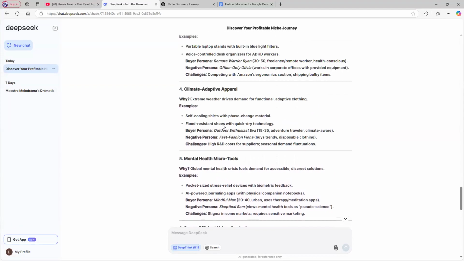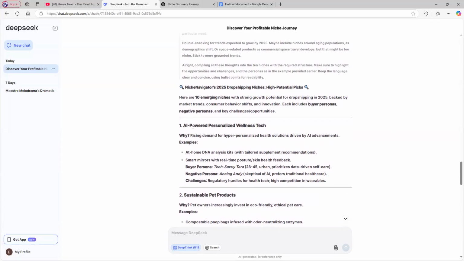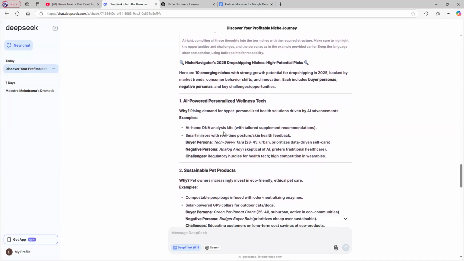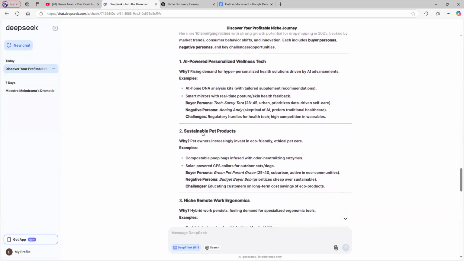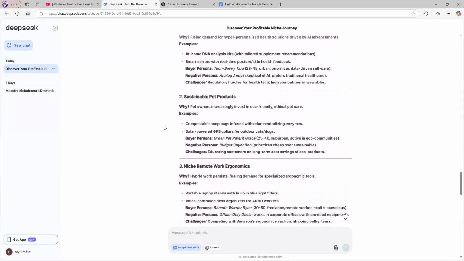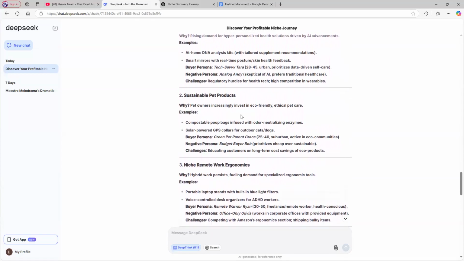Okay, let's scroll all the way back up to the top. Here we go. Okay, here are the top engaging emerging niches. AI-powered personalized wellness tech. Again, at-home DNA. See, this is what I like. It kind of gives you ideas to a certain extent. I don't know of any smart mirrors with real-time posture and skin health feedback. That would be an interesting one if you could find it. Sustainable pet products. Again, pet owners, no matter if you go to ChatGPT, Gemini, or DeepSeek, they're always going to suggest the pet niche. It is a good niche to get into as well.